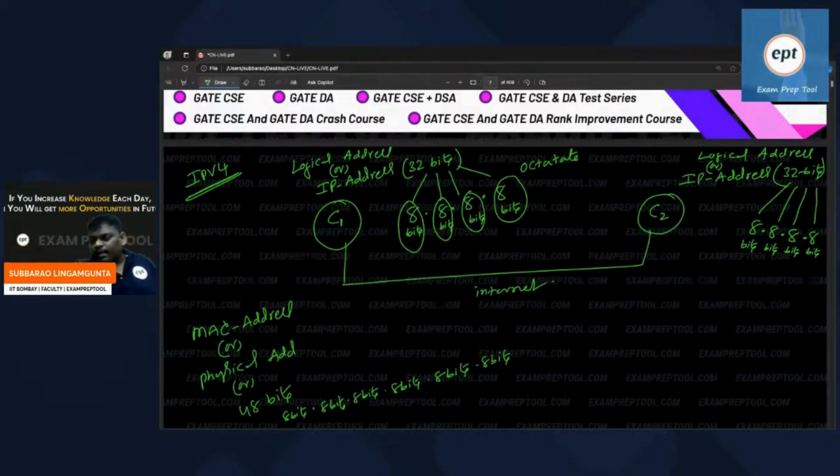If you take an internet connection, they will give one router, right? Automatically an IP address will come. Your mobile or your computer will be connected through that router. Afterwards, we will discuss that.